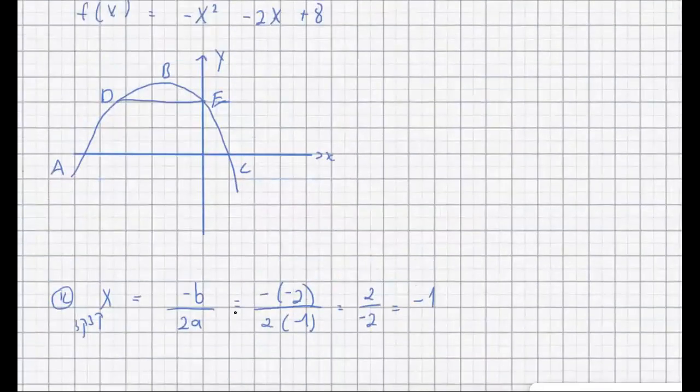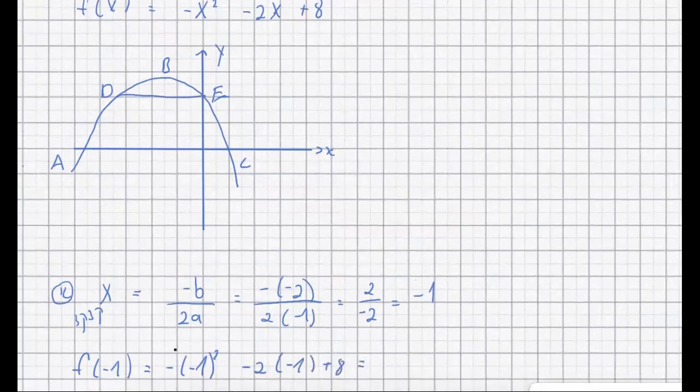So we do f of minus 1 is minus 1 squared minus 2 times minus 1 plus 8. How much is this? Minus 1. So it's minus 1 plus 2 plus 8, which is 9. So B is minus 1, comma, 9. Cool? All right.